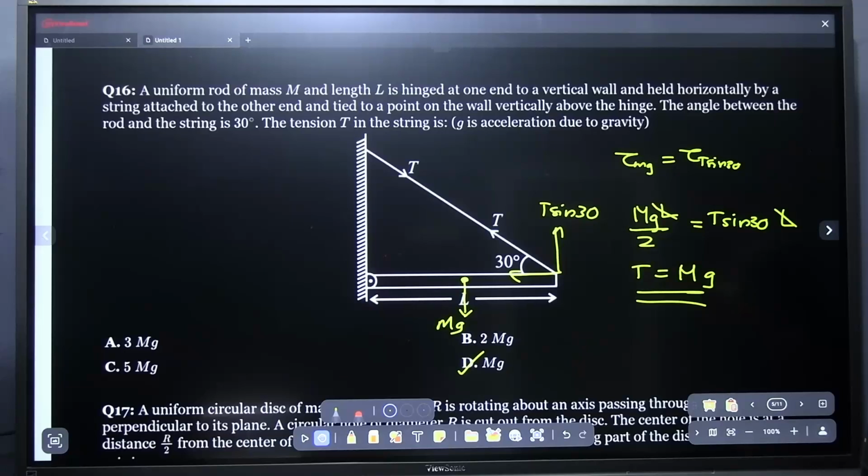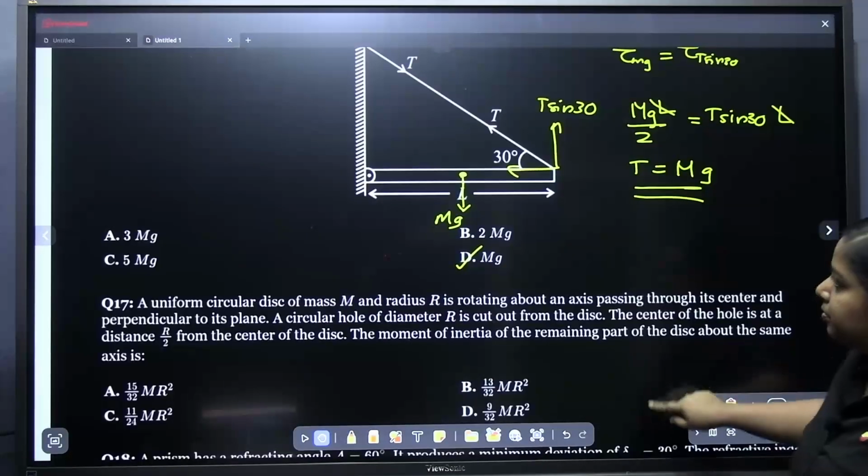Everybody understood this? Okay. Moving to the next question.